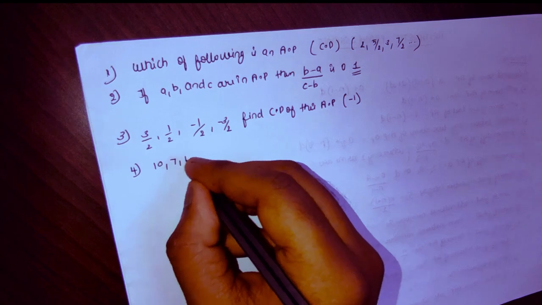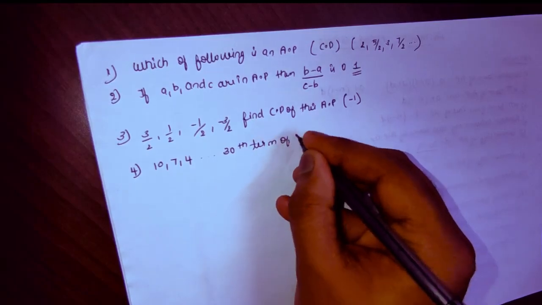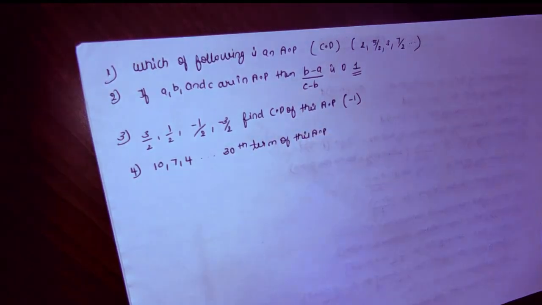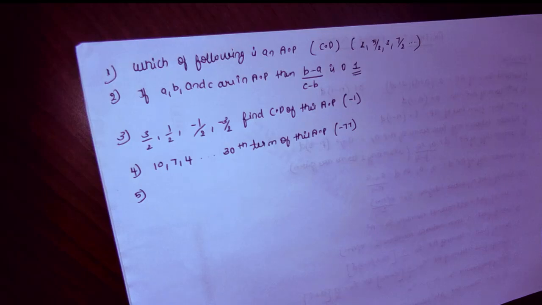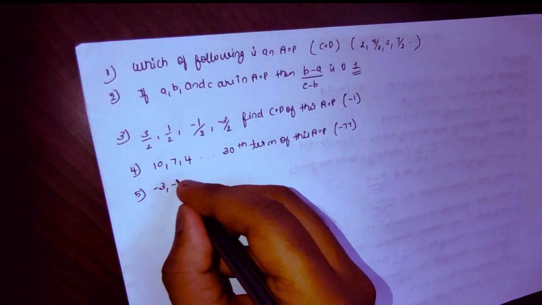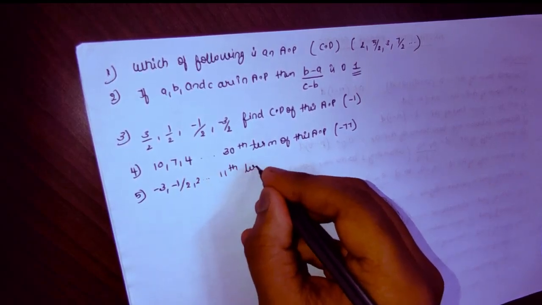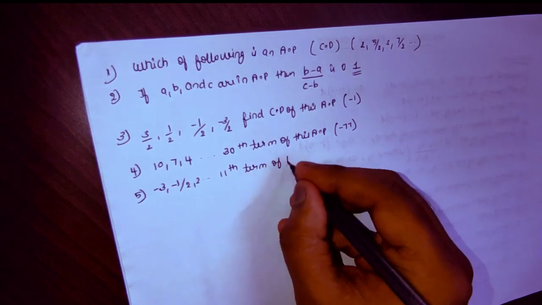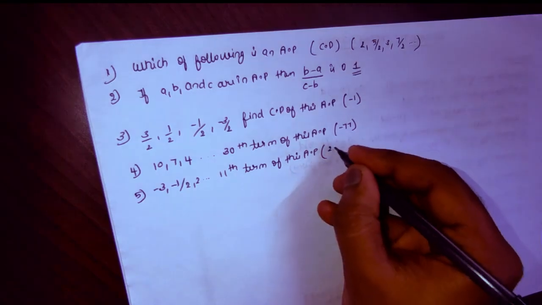Fourth question: 10, 7, 4. You have to find the 30th term. The 30th term of this arithmetic progression is minus 77. Fifth question: minus 3, minus 1 by 2, 2. You have to find the 11th term. The 11th term of this arithmetic progression is 22.